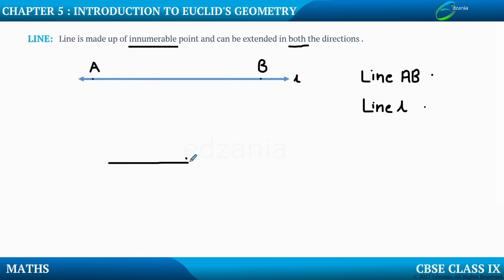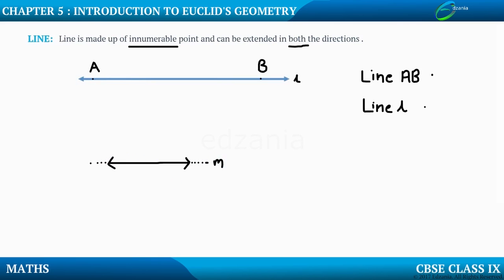If I draw like this and give 2 arrows at the end. Now again, this is a line. It can be extended in both the directions. Right? It can be extended like this. It can be extended like this. And to name a line, again I have 2 choices. I can name it by small alphabet. If I use a small alphabet, say for example M, then I can call this as line M.